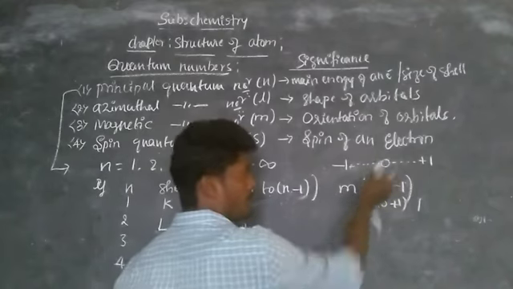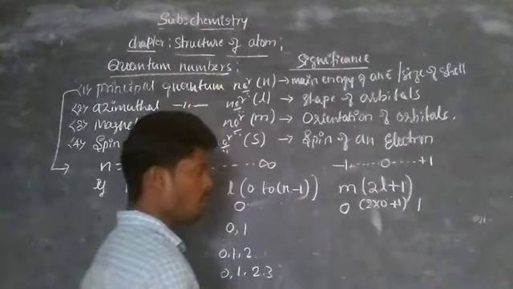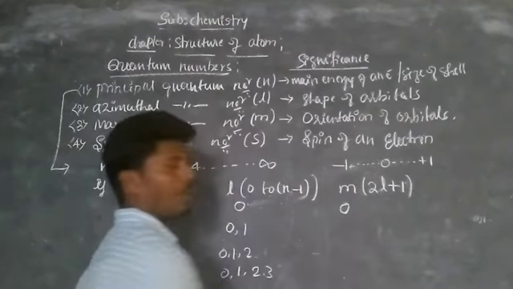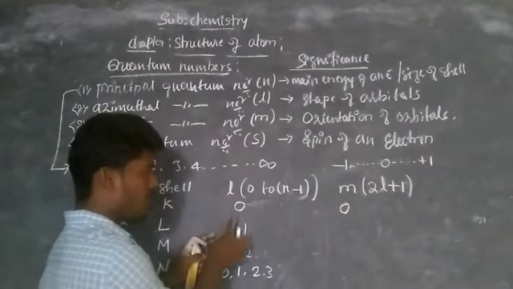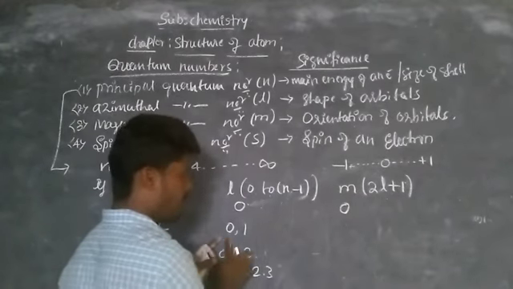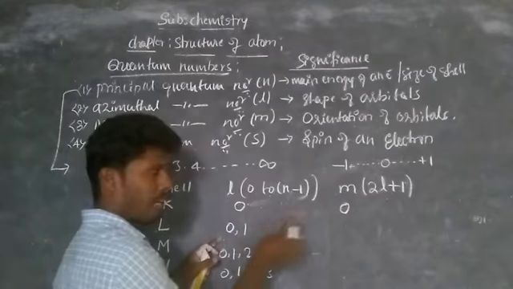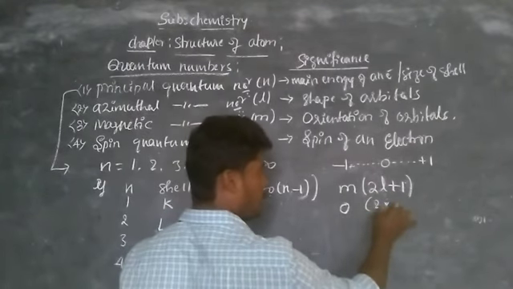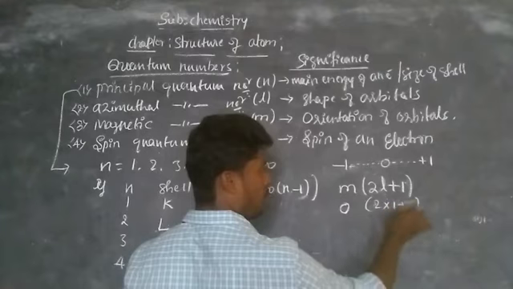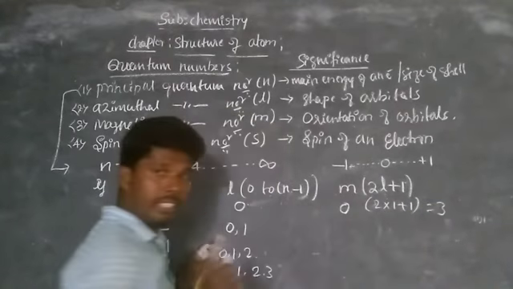That 1 is what? 0. So m value is 0 for L is equal to 0. Similarly, for L is equal to 0, you get only 1 value, that is 0. And for L is equal to 1, how many values do you get? Put here in place of L is equal to 1, 2 into 1 plus 1, that is equal to 3. You get 3 values, right?